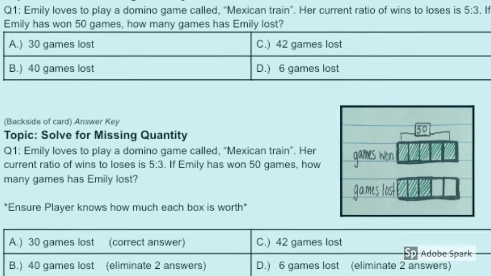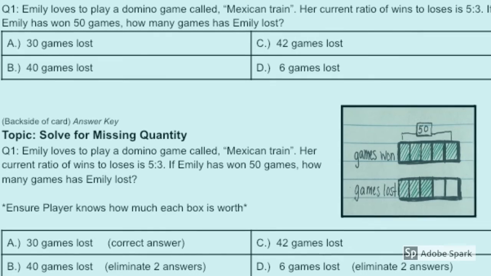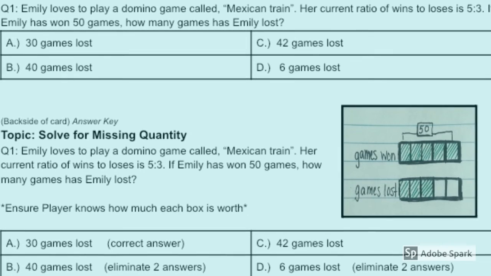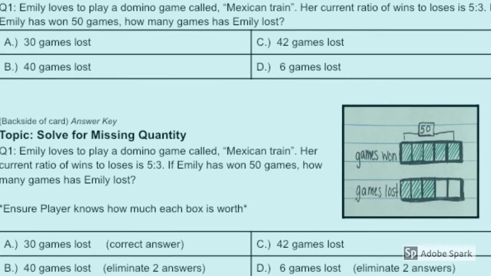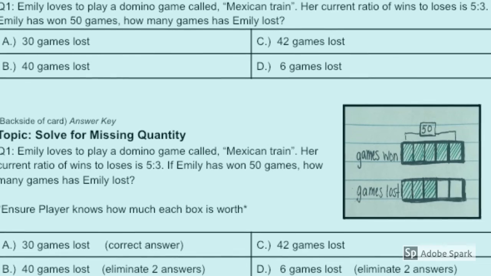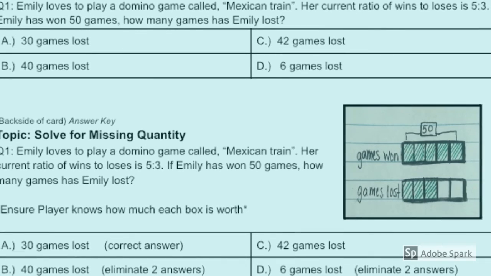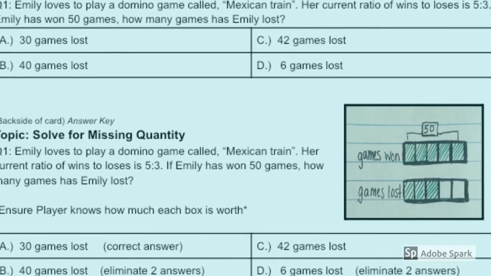This is an example of a card. The front side will have the question that the students will be able to look at, and the back side is an answer key, and I also put a picture of the correct answer you're looking for. And then below, I put correct answer next to the correct answer, and I also put eliminate the 2 answers next to the 2 if a student uses that option on that card.